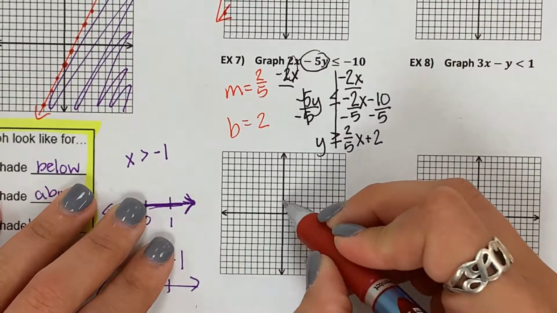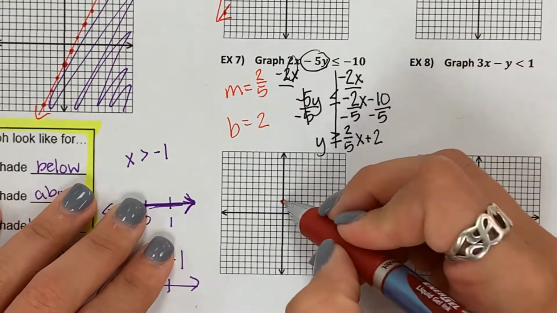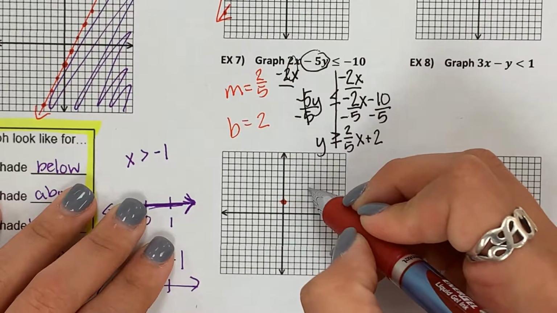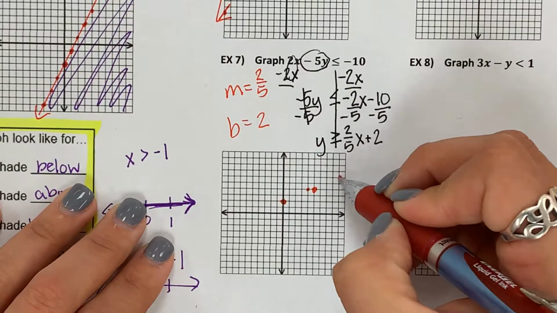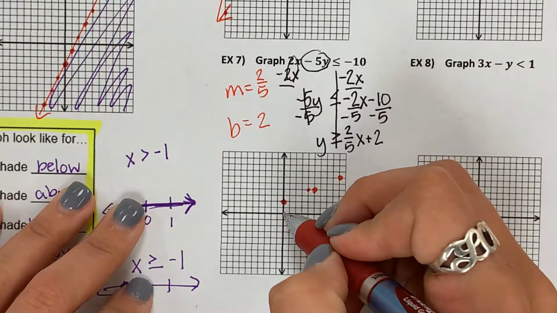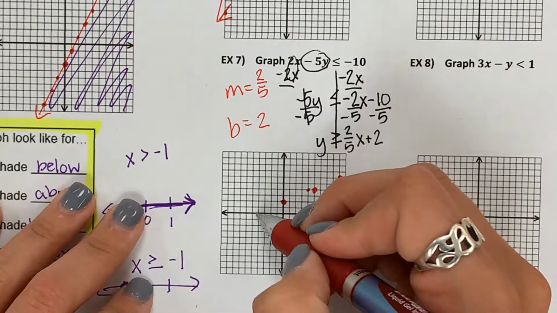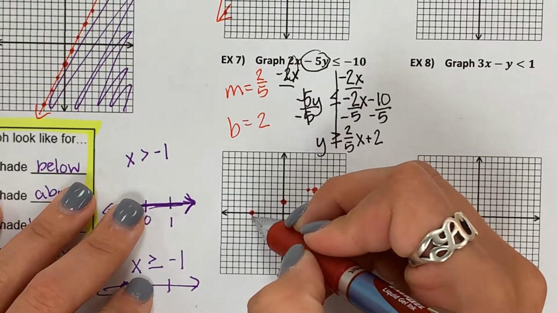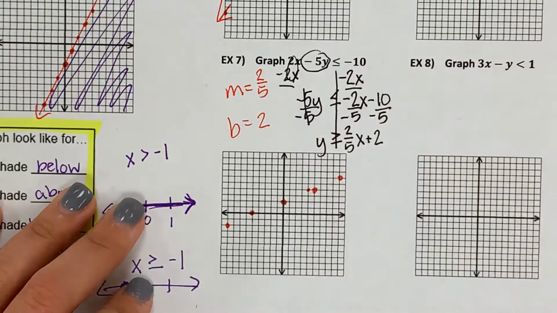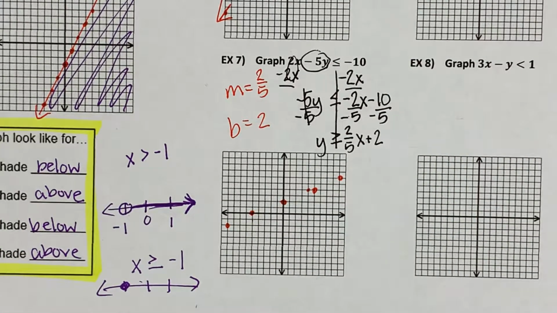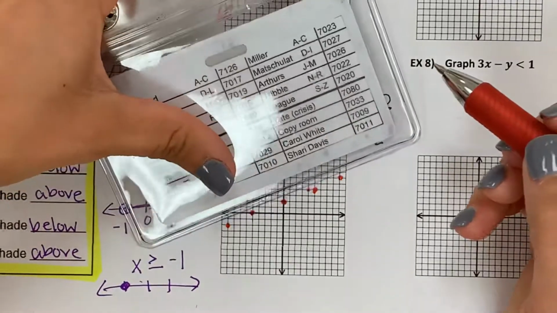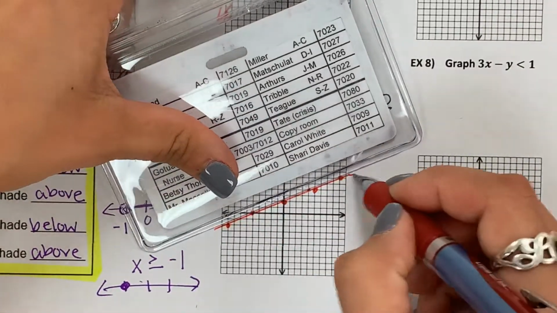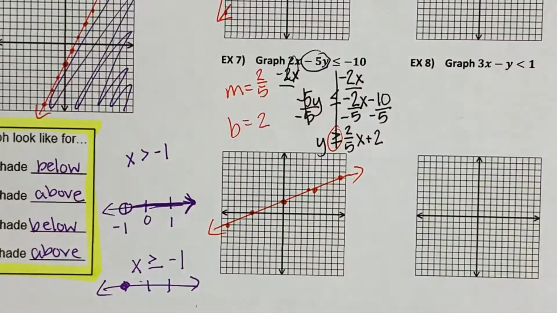So to graph it, we go up 2 and plot our y-intercept. Then we rise 2 and then run 5, all the way to the edge. Then we go the opposite way. Down 2, 1, 2, 3, 4, 5. Down 2 over 5. So from here, now I just have to decide again, is it a dashed or solid line? Notice my inequality is equal to, that means a solid line. Connect our dots, draw our arrows.